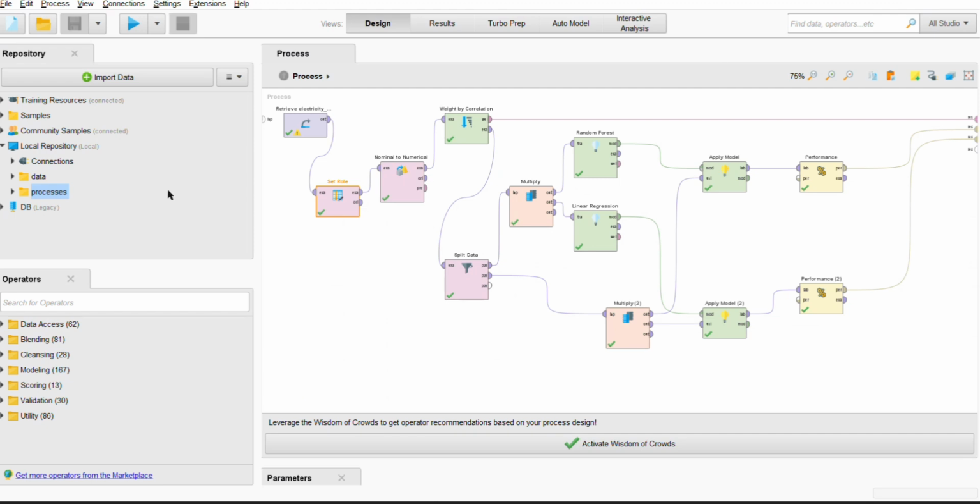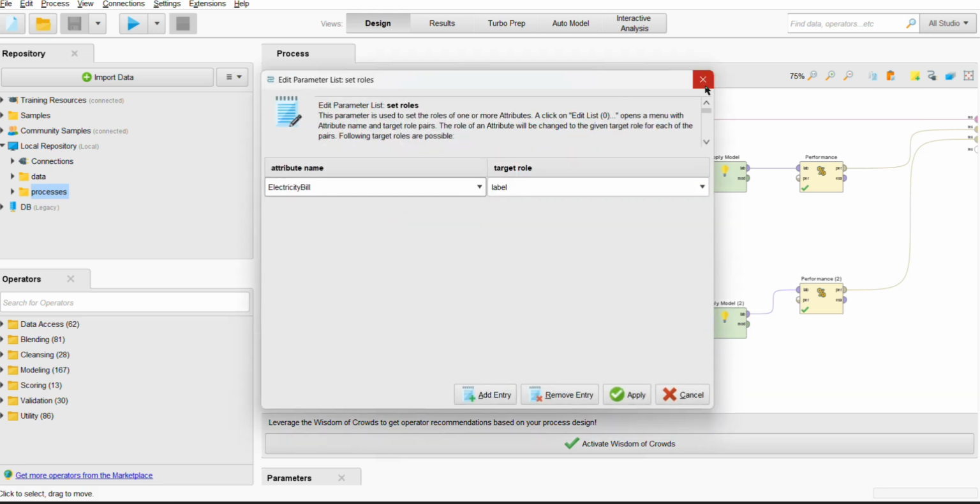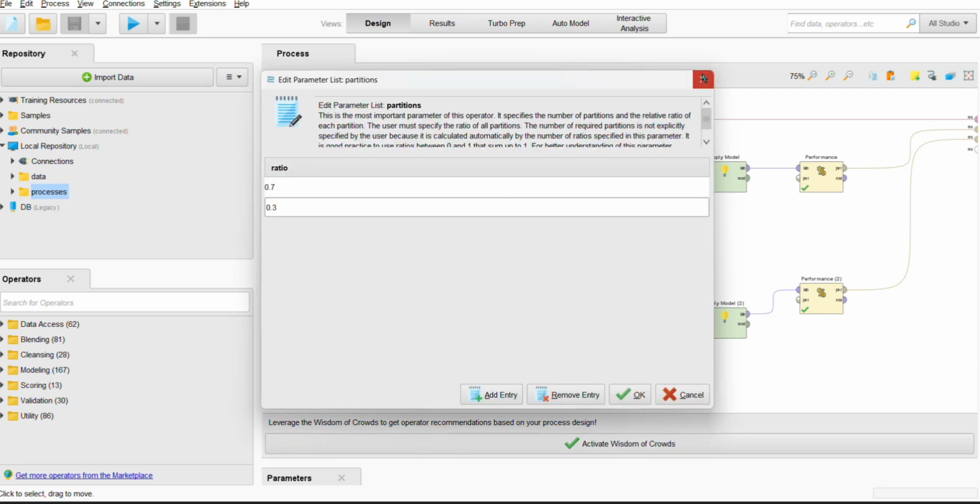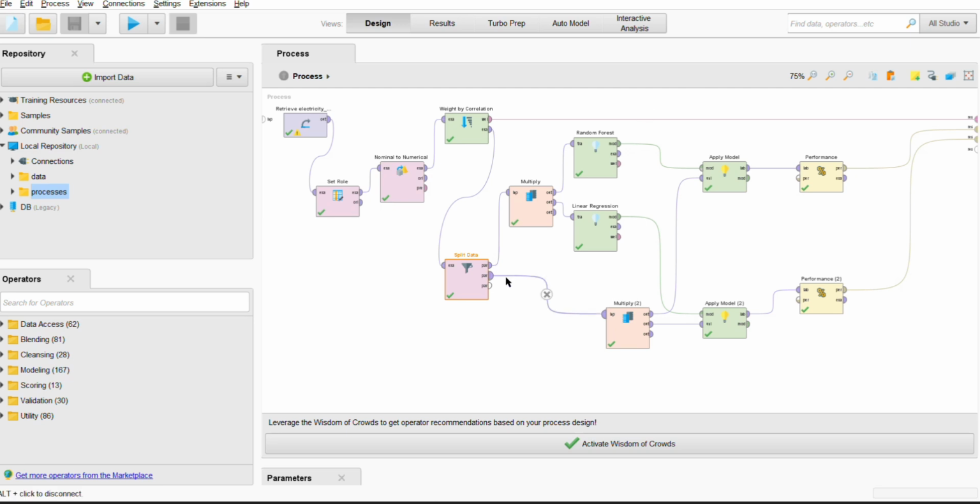In this pipeline we load the data set, then we split and set the final electricity bill as the label that we will use to predict. Then we have category to numerical, where we convert the categorical data to numerical data, and we have weights. We introduce weight by correlation, which means which features carry the most weight for the prediction of the electricity bills. We split the data 70% for train and 30% for test.